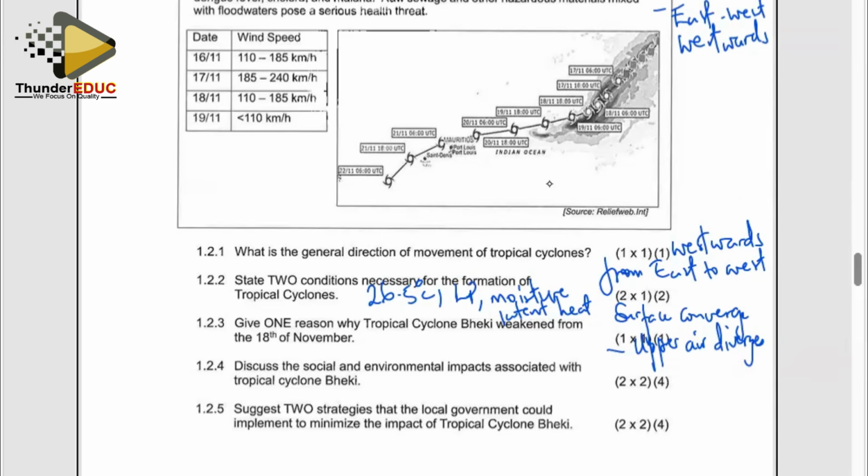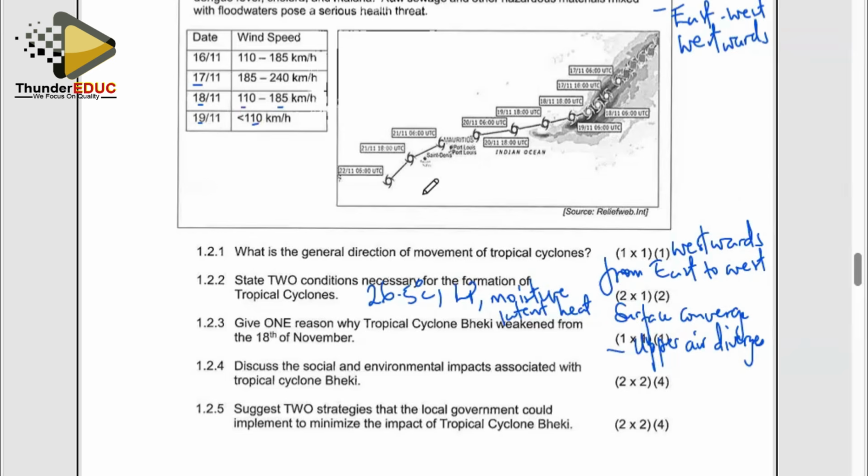Then moving on to question 2.3: give one reason why the tropical cyclone weakened from the 18th of November. Right. If we check the infographic here, the wind speed was between 185 to 240 kilometers per hour on the 11th. But on the 18th, we are seeing that the wind speed reduced to around 110 to 185 kilometers per hour. Then on the 19th, it was less than 110, which means this system was weakening. So one reason why the tropical cyclone weakened along those dates.